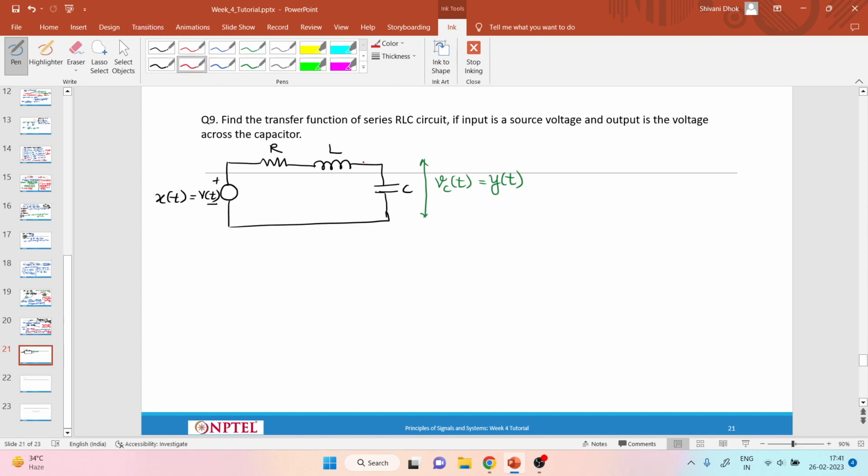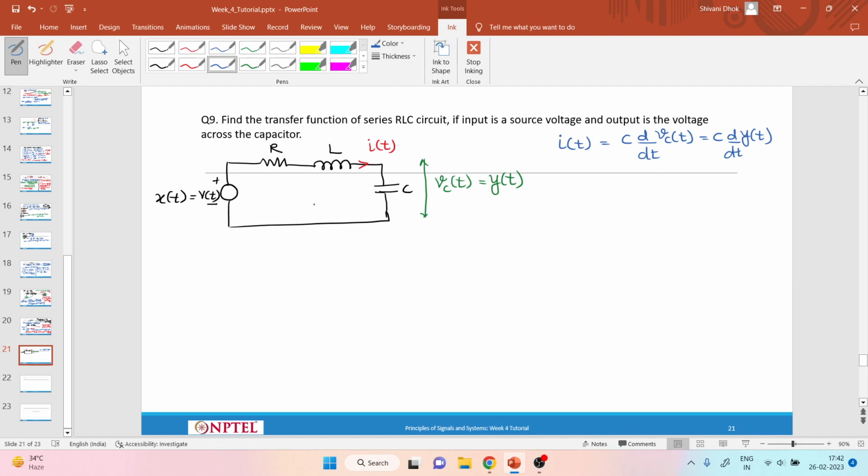Now let's say the current flowing through this circuit is I of t, and for the capacitor, for the current flowing through the capacitor, we have a relation that I of t equals C times d/dt of Vc of t. Since my Vc of t is y of t, I can write it as d/dt of y of t.